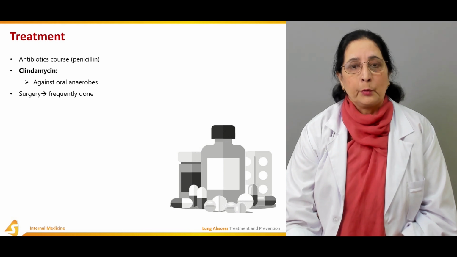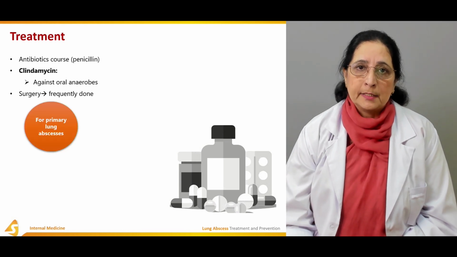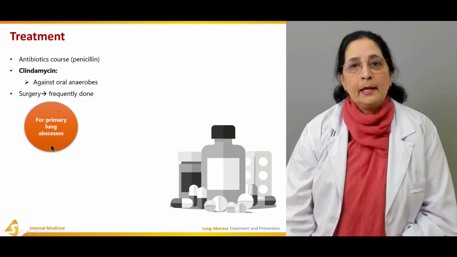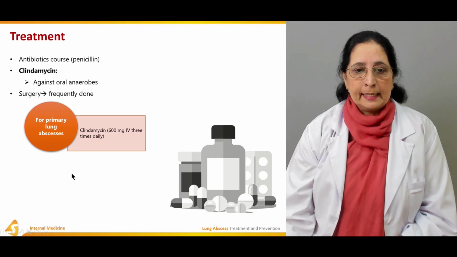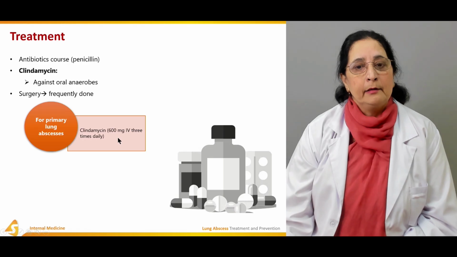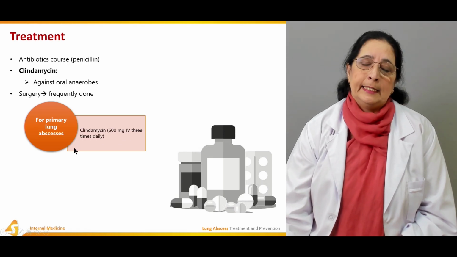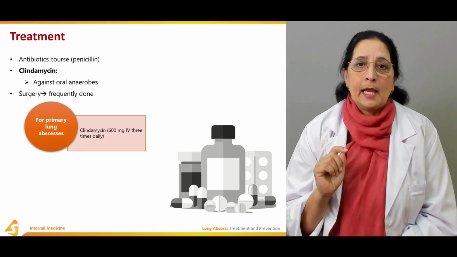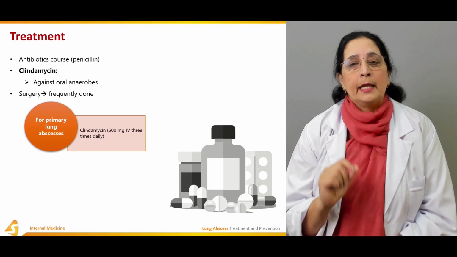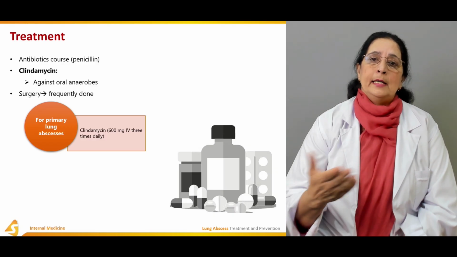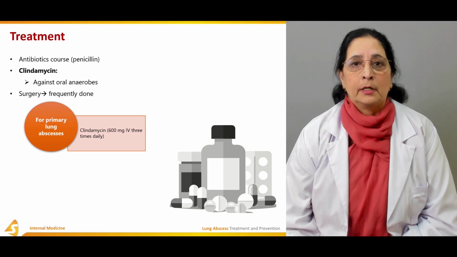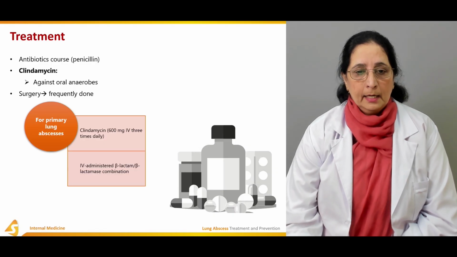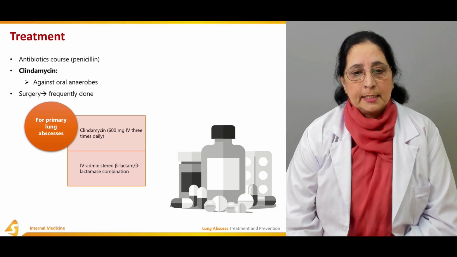Surgery is done frequently for the drainage of the abscess. Sometimes surgery should be done. For primary lung abscesses, we should use clindamycin 600 milligram intravenously 3 times daily. So clindamycin, because we said it's very effective against anaerobes, and primary lung abscesses are caused by anaerobes, so clindamycin is a very effective antibiotic given intravenously 3 times a day. IV administered.